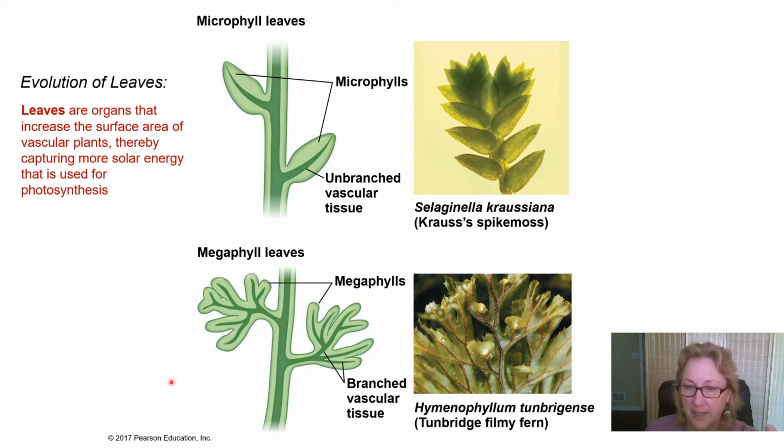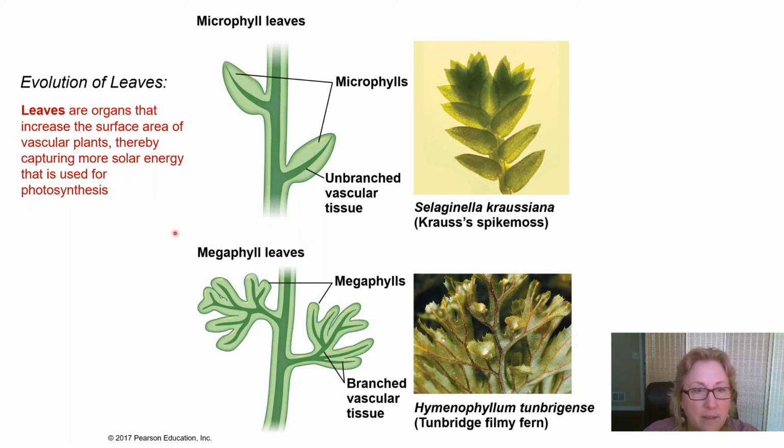Leaves are also a vascular tissue, so a plant that's non-vascular does not have true leaves. Leaves, by definition, have vascular tissue in them. And we divide leaves into two groups, whether they're simple and only have a single vascular tissue, that's a microphyll, or if they have branched vascular tissue, that's a megaphyll. Mega means big, micro means small. You probably can guess that.